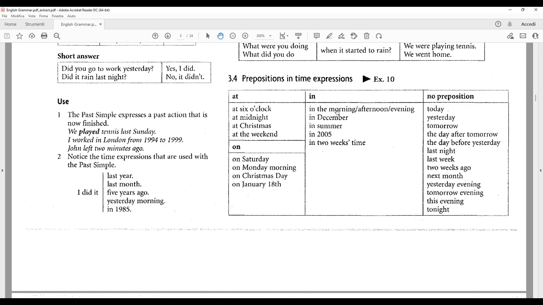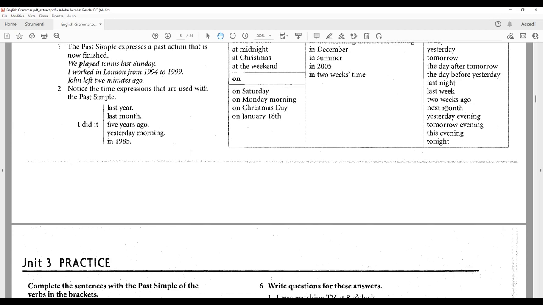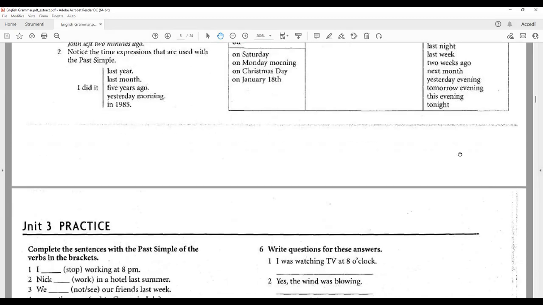In, per esempio, per i periodi, i momenti delle giornate, in the morning, in the afternoon, in the evening, nei mesi, in December, in summer, negli anni, in 2005, in 2 weeks time. E non si usano preposizioni per today, yesterday, non si dice in today o in yesterday, no, o on today. Today, yesterday, tomorrow, the day after tomorrow, the day before yesterday, last night, last week, 2 weeks ago, next month, yesterday evening, tomorrow evening, this evening, and tonight.